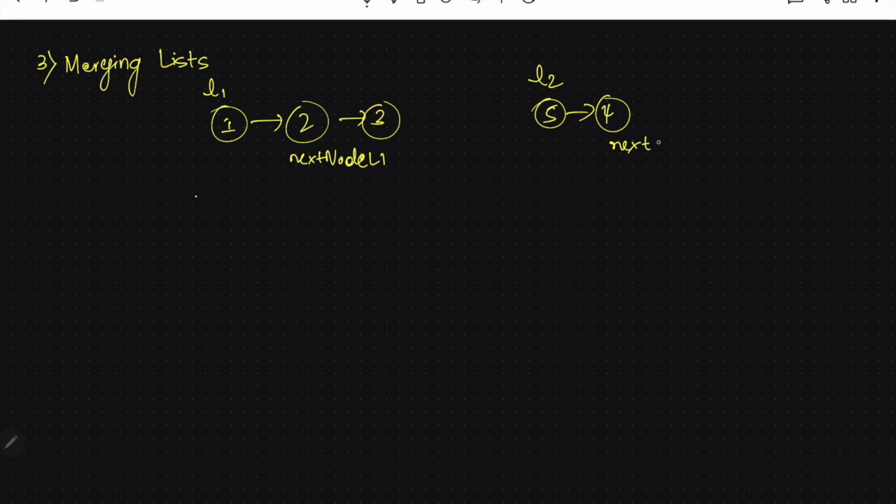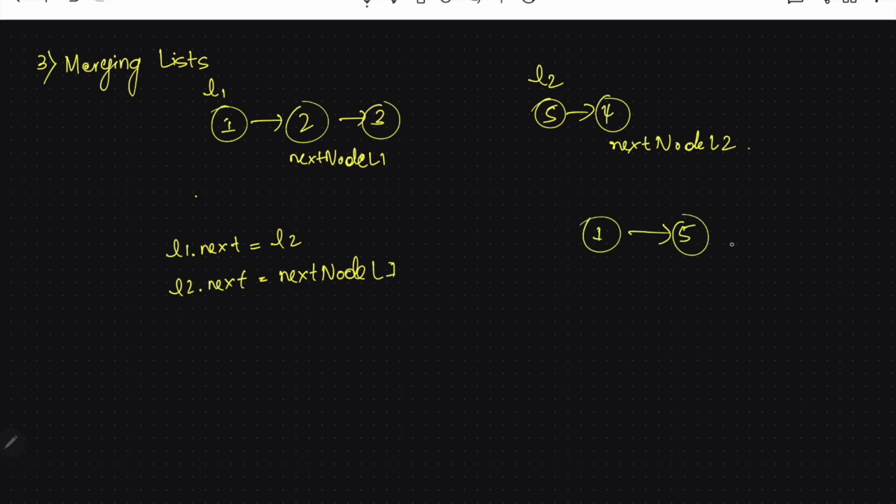We are going to store these nodes even before making any changes: next node of L1 and next node of L2, we need these nodes for traversing the list. After this we are going to change L1 dot next equal to L2 because after 1, 5 should come, and L2 dot next, we should be careful here, we cannot write it as L1 dot next because it creates a loop. So we should make use of the variable which we have stored previously. So L2 dot next becomes next node of L1. So what we have done is after 1 we are linking it to 5 and 5 will link to 2.